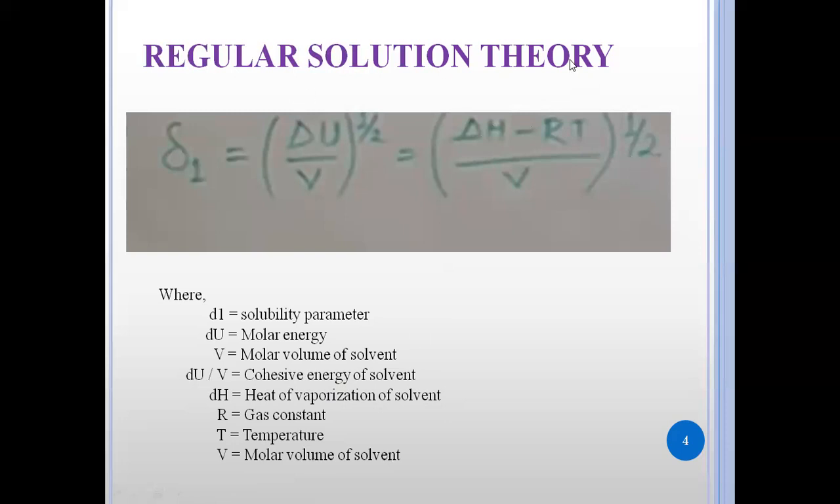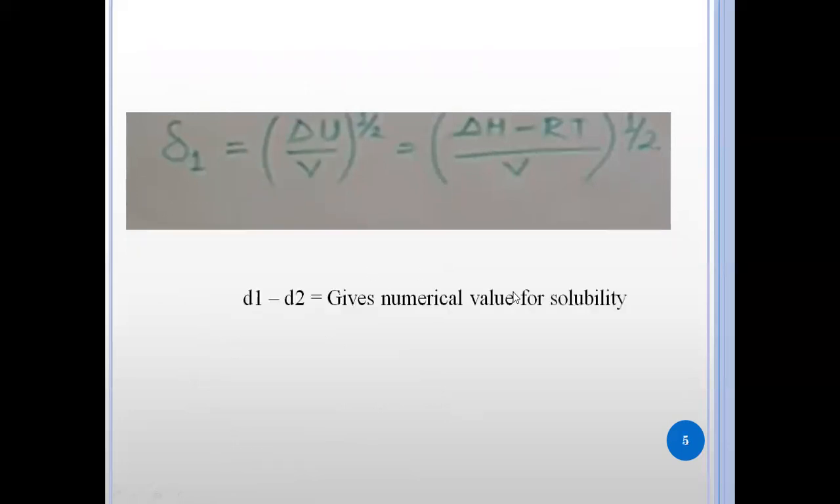In regular solution theory, this delta 1 represents the solubility parameter for the solvent. This delta 1 value is for the solvent. And when we find this value as delta 2, it will be for the solute. When you subtract delta 2, the solubility parameter value for the solute, from delta 1, the solubility parameter for the solvent, it ultimately gives the numerical value for solubility.